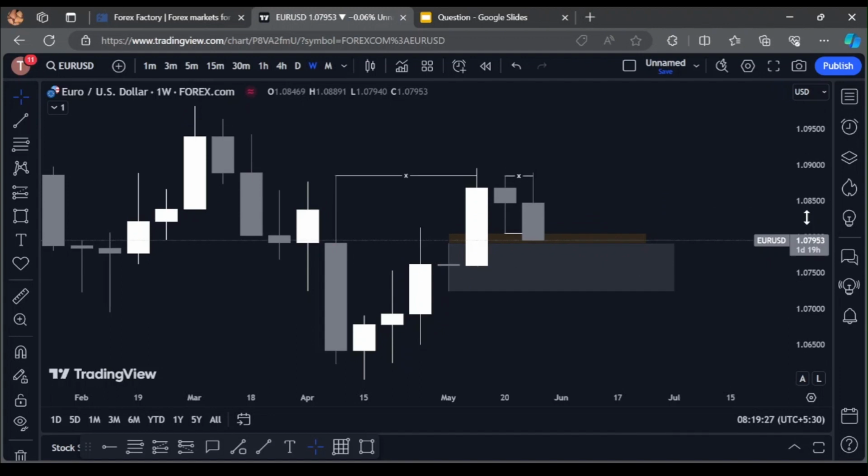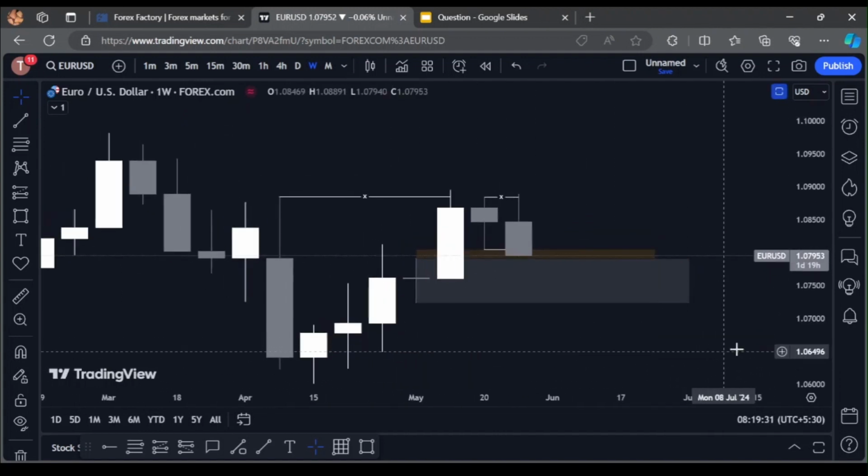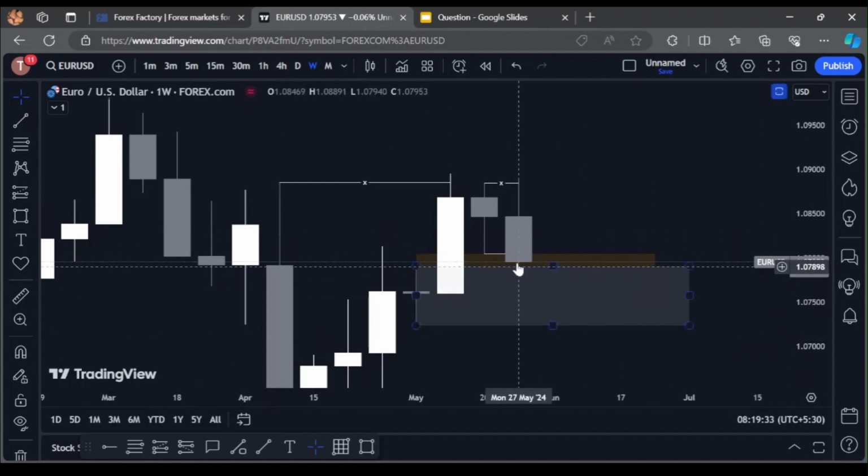Else, we are going to violate all these moves and take this low. So for now, what we have is we are going to find a POI from where the price can possibly react into the smaller time frames. So for that, let's move to the dailies.